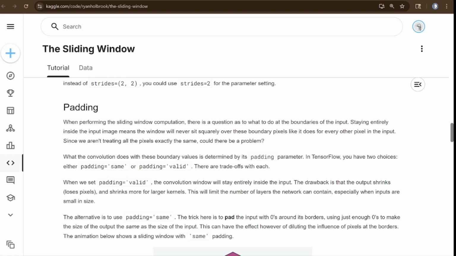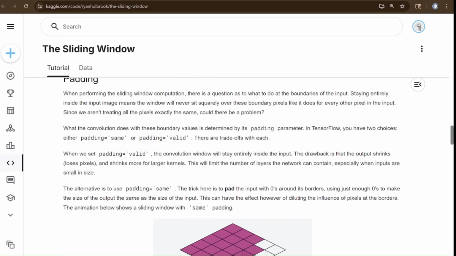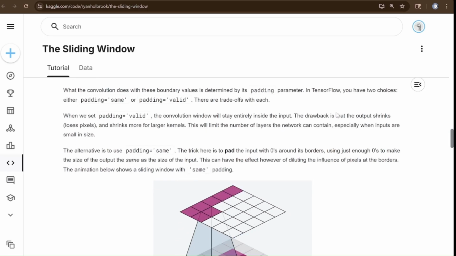When performing the sliding window computation, there is a question as to what to do at the boundaries of the input. Staying entirely inside the input image means the window will never sit squarely over these boundary pixels like it does for every other pixel in the input. Since we are not treating all the pixels exactly the same, could there be a problem? What the convolution does with these boundary values is determined by padding parameter. In TensorFlow, you have two choices, padding equal to same or padding equal to valid.